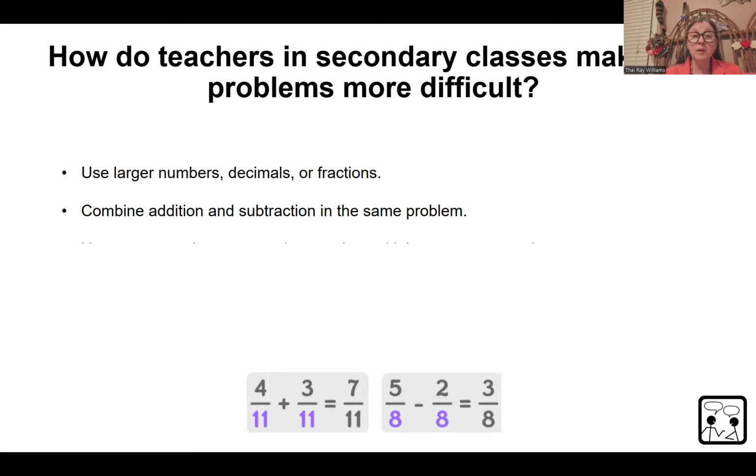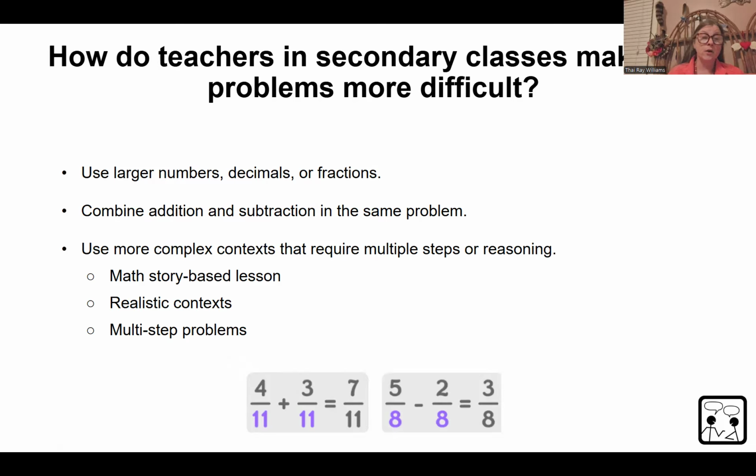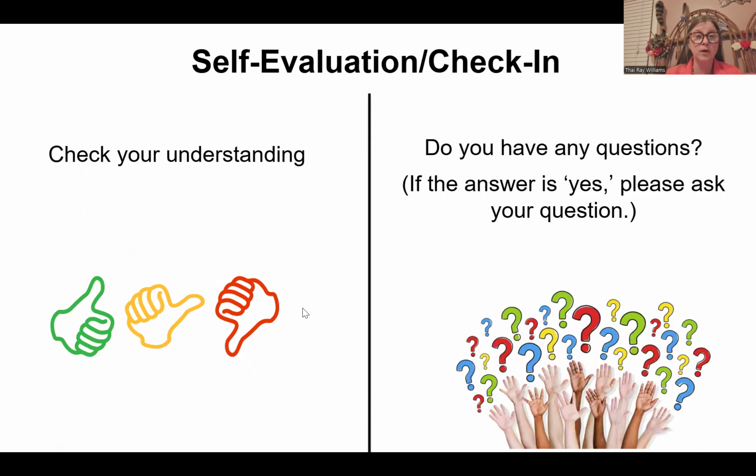You could also combine addition and subtraction in the same problem, where they have to add something and then subtract. Or you could use more complex things like making it multi-step or making sure that they include reasoning. You can use a math story-based lesson. You can make sure that you're using real context and, again, multi-step problems. So those are just examples of how you could do it in secondary classes, but right now we're really just focusing on, again, how do we teach word problems?